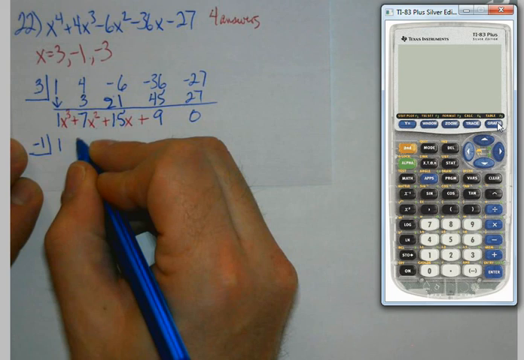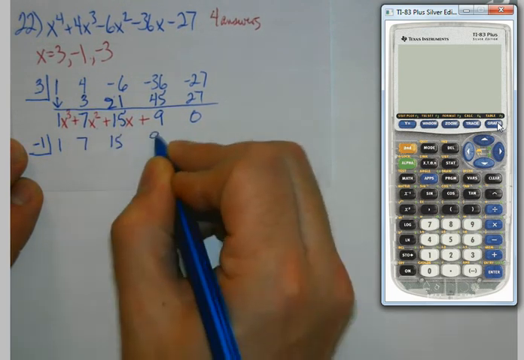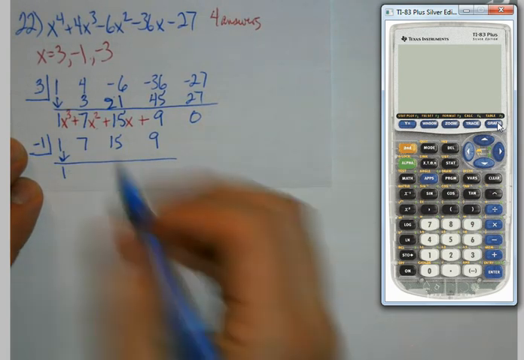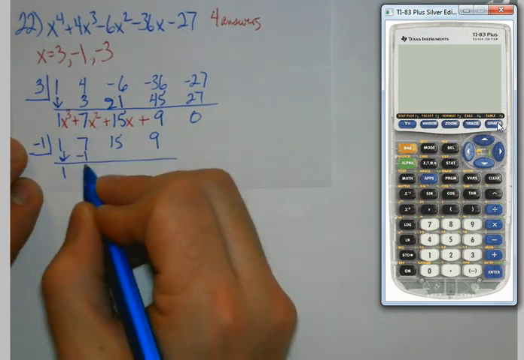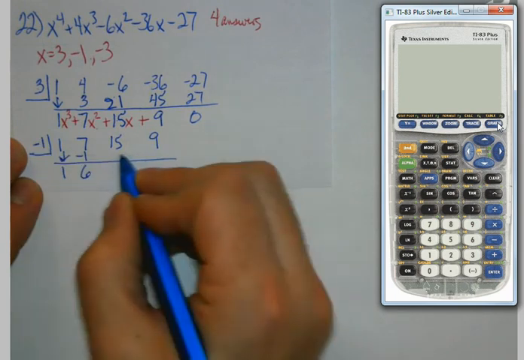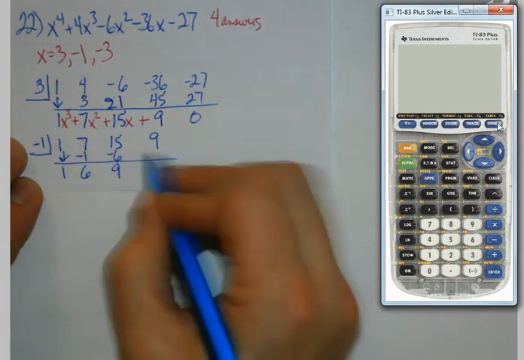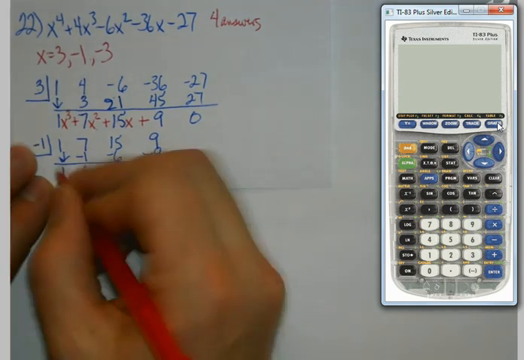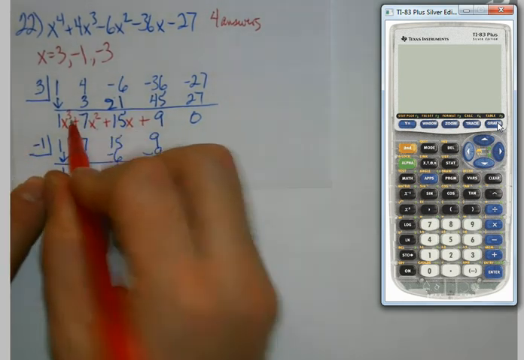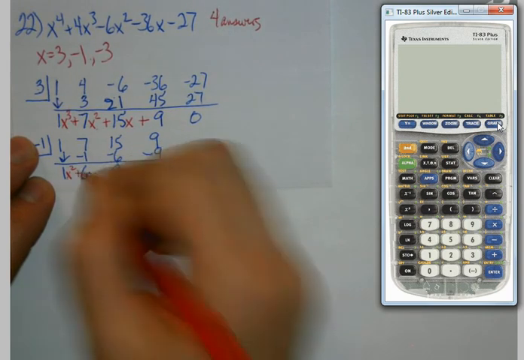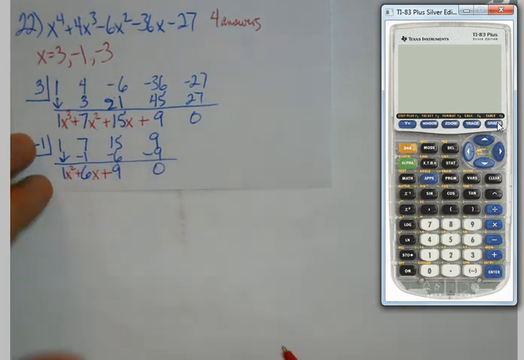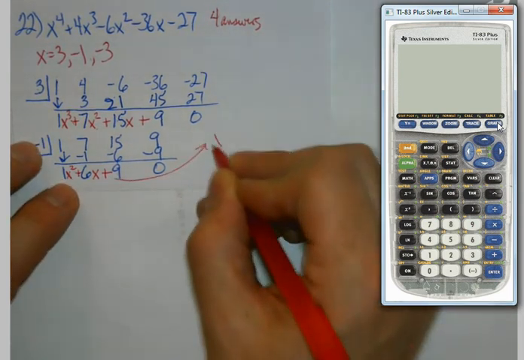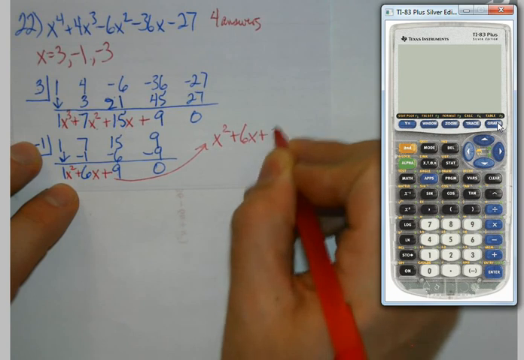So I'm going to do it one more time using this. Okay, so I'm going to use 1, 7, 15, and 9. Let's see what happens here. So I'm going to pull my 1 down, multiply, and add, multiply, and add, multiply, and add. And I'm like, okay. So now I start one below this one. So I'll start with x squared, and x, and 9. And this should be the one that ends up being factorable. So x squared plus 6x plus 9.